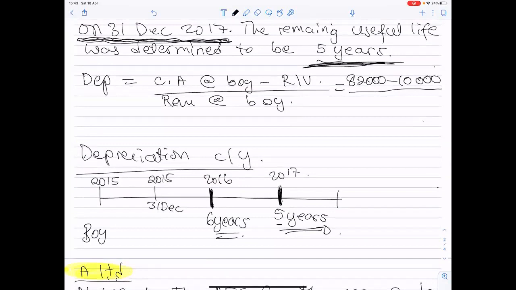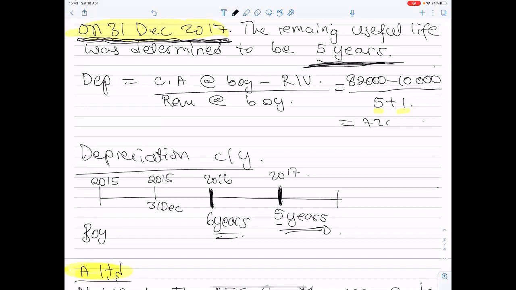So in this case, we are going to say 5 plus 1 to get your remaining useful life at the beginning, because the 5 is the remaining useful life at the end. So to go to the beginning, how did I find the five? It was the balance at the beginning, minus one, I get five. So to go back to the balance at the beginning, I will say five plus one, then you get six.